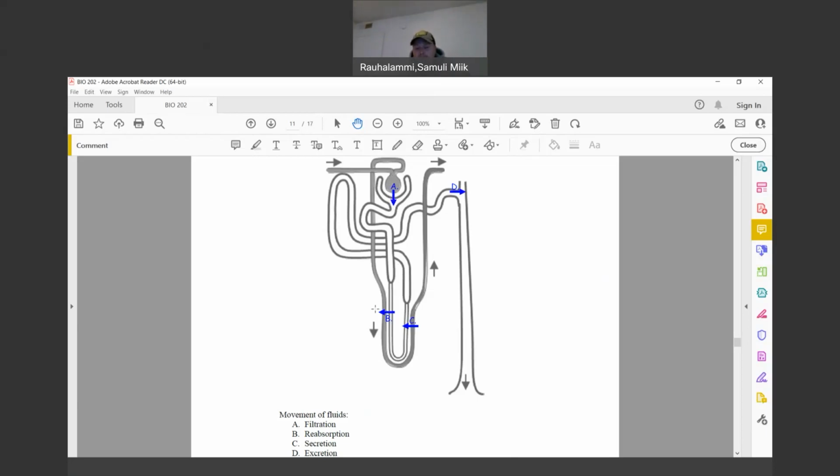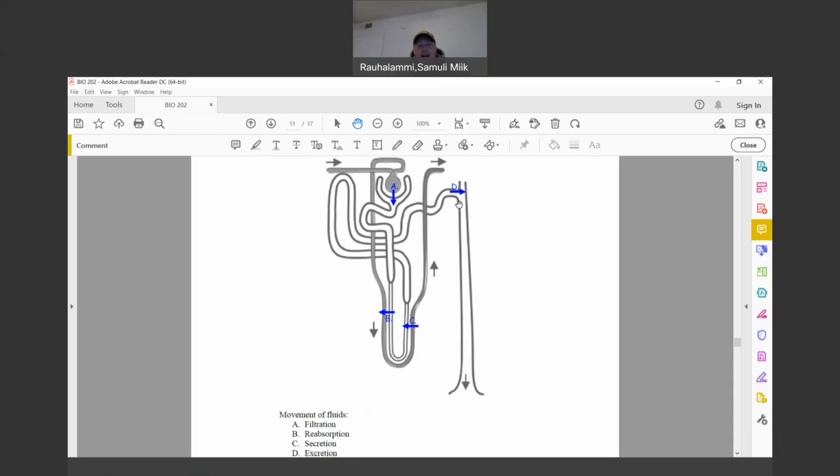On the more proximal part of our nephron loop or loop of Henle, another movement takes place where materials leave the nephron back to the vasculature. This is known as our reabsorption. We will see an opposite process of this taking place at the distal nephron loop. From the blood, material moves back into the nephron. This is known as our secretion.